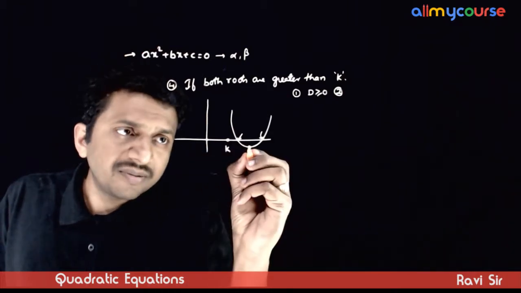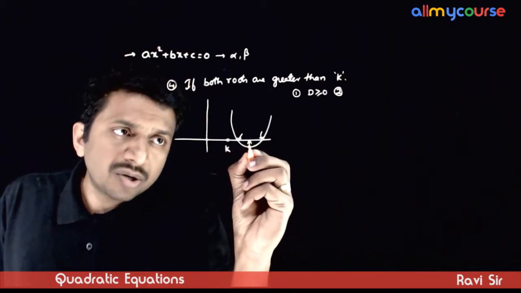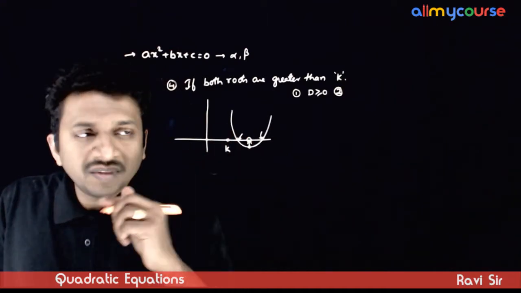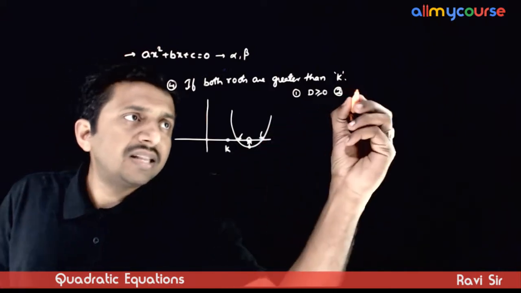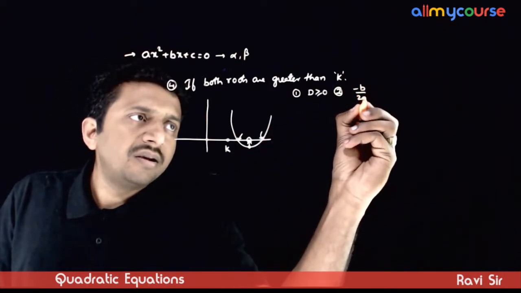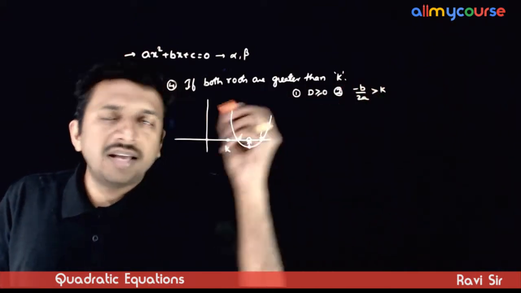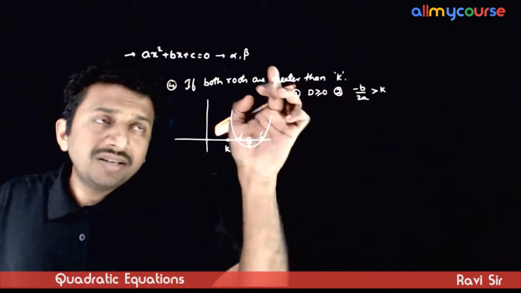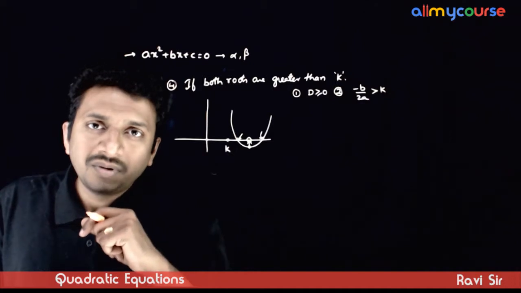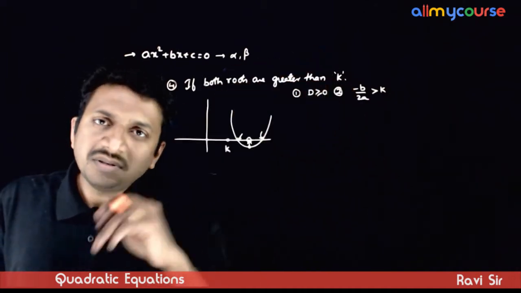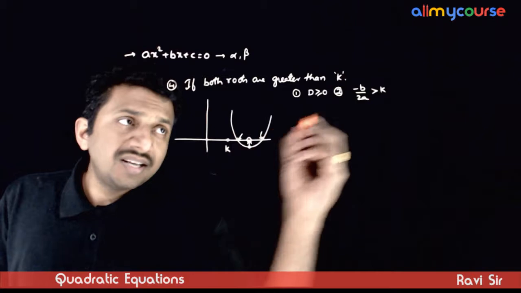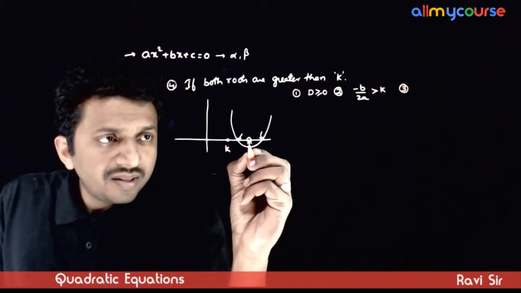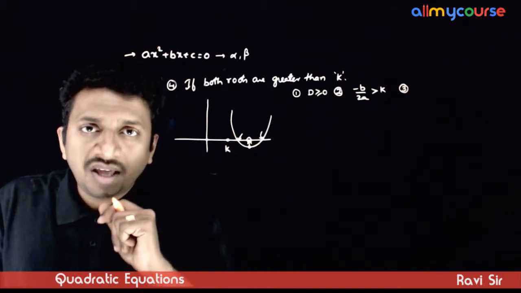The second thing is the x coordinate of the vertex has to be greater than k. The x coordinate of the vertex is nothing but minus b by 2a, which has to be greater than k. So does this condition ensure that this happens? No. So this will happen if this happens. And what is the third condition? There is one more condition which needs to be valid. So now the vertex lies after k.